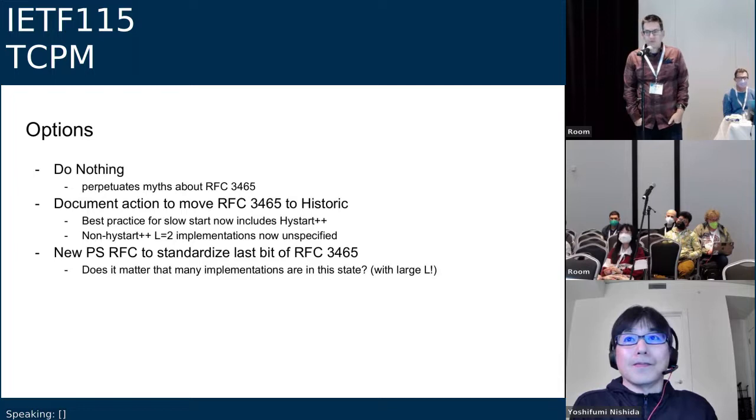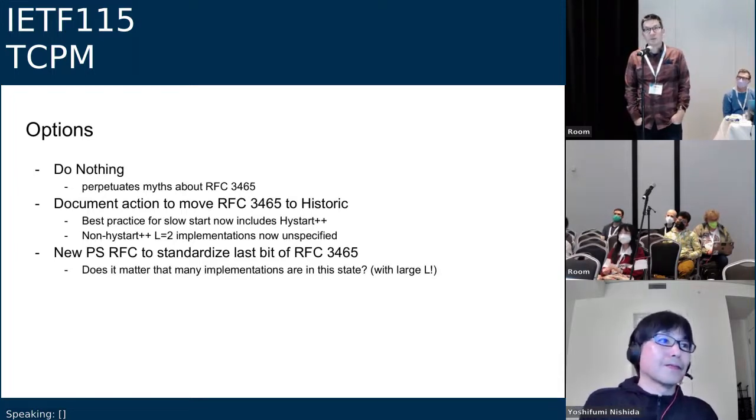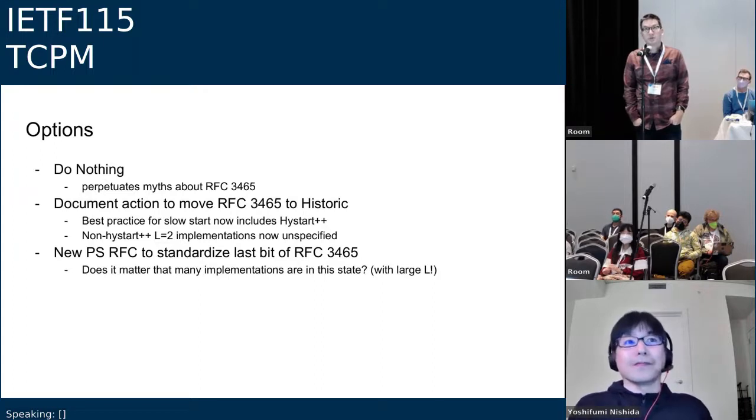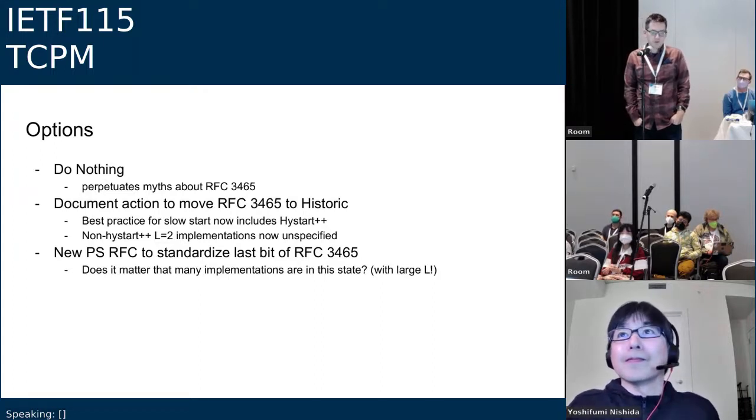And then the last option is, if we think that one corner where non-HyStart++ with ABC L greater than 1 is important, we could do a new tiny PS to sanctify that in a standard.